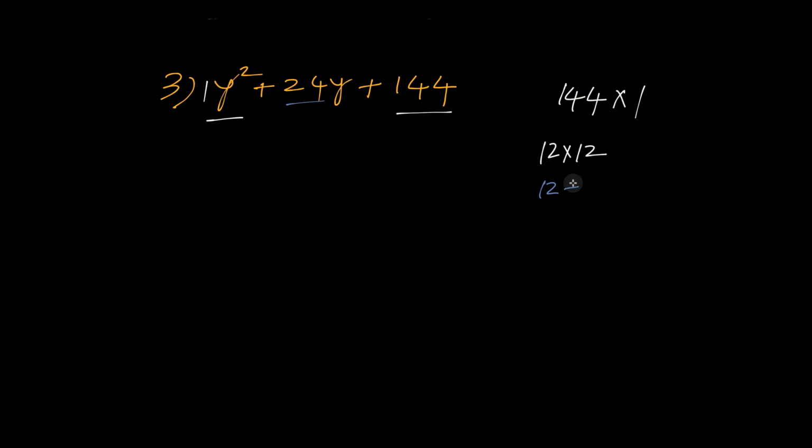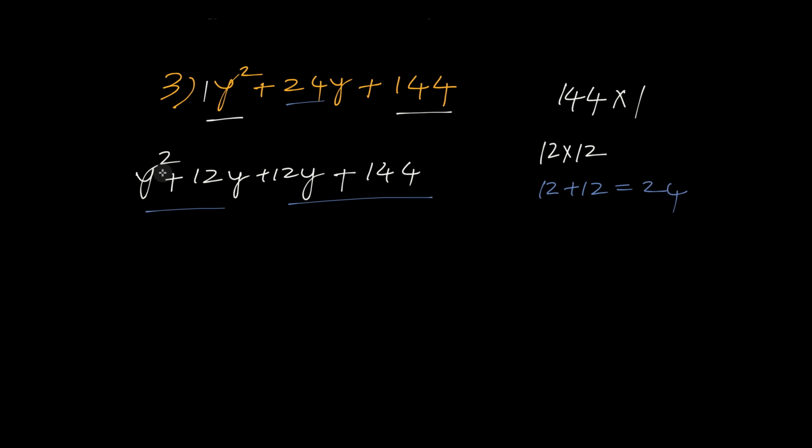If we add 12 plus 12, you are going to get 24. How we can represent 24y is 12 plus 12y equals 24y. Now go back to the question and we are going to solve this algebraic equation. Y square, which is as it is, 24y, I am going to replace with 12y plus 12y, and the remaining is 144. And what is common between these terms: here y square is having y to the power 2 and this is having the power 1.